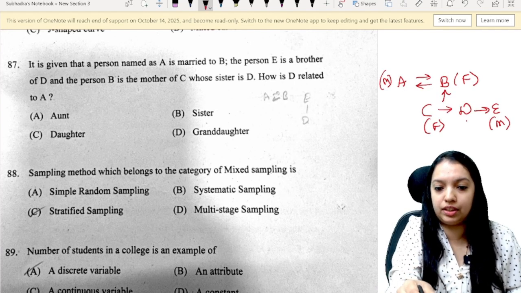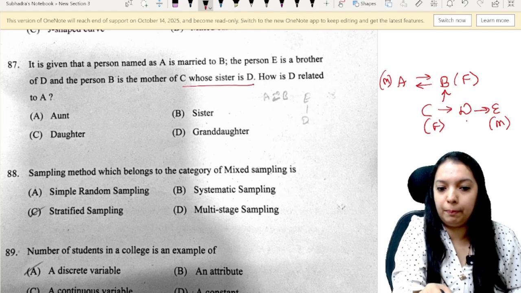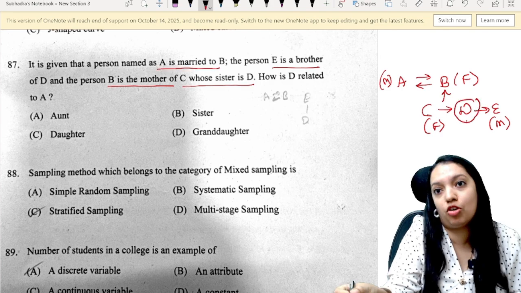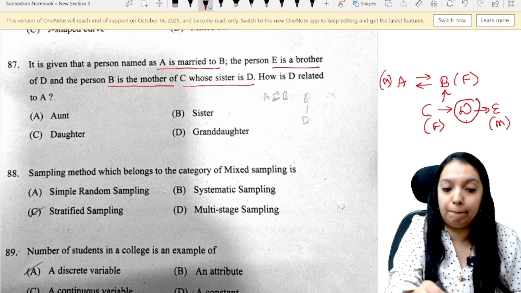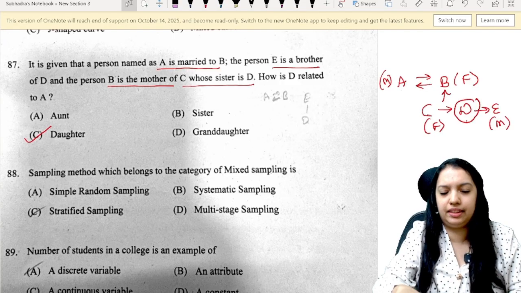Next, reverse workout. C is the sister of D, B is the mother of C, E is the brother. So, C, D, E are siblings, B is the mother, A is married to B. How is D related? D is the child. I don't know whether male or female, but because the option says daughter, I am taking it as daughter. This question is a little tricky.